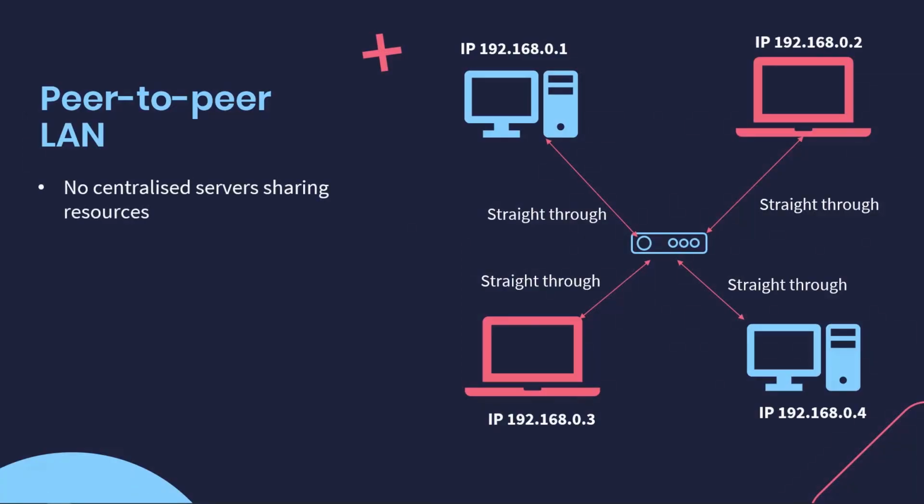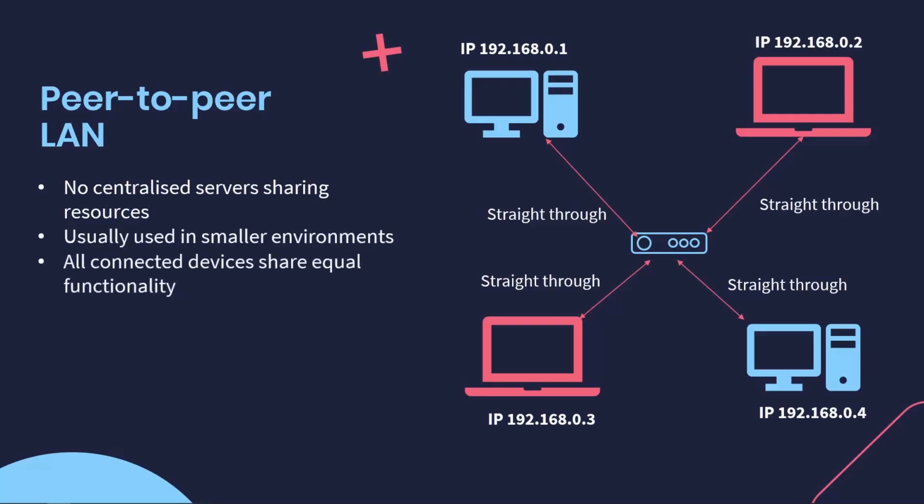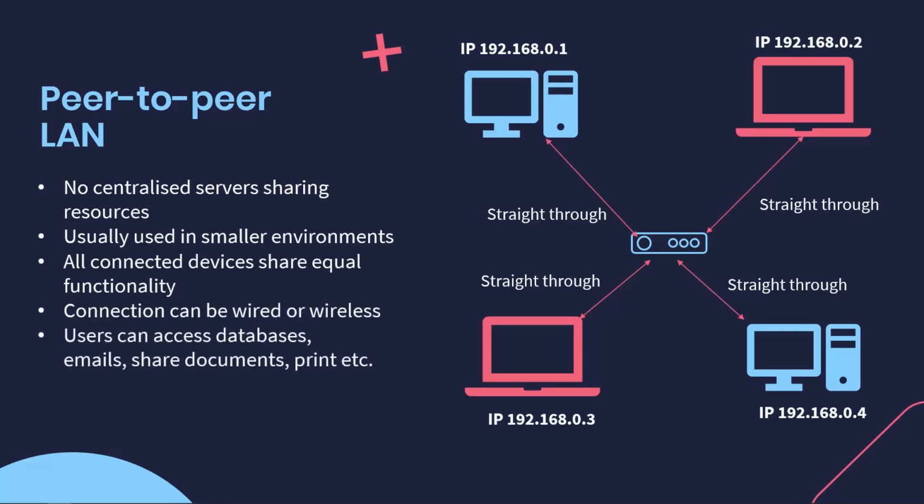In the case of a peer-to-peer local area network, there are no centralized servers sharing resources as in the case of the client or server LAN. A peer-to-peer LAN is usually used in smaller environments than the client or server LAN. All connected devices share equal functionality, and the connection could be wired or wireless. And users can access databases, emails, share documents, print, and use other services.